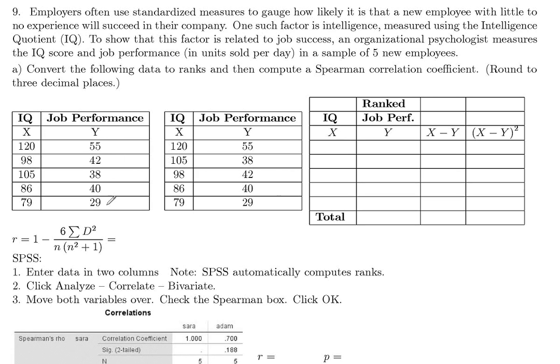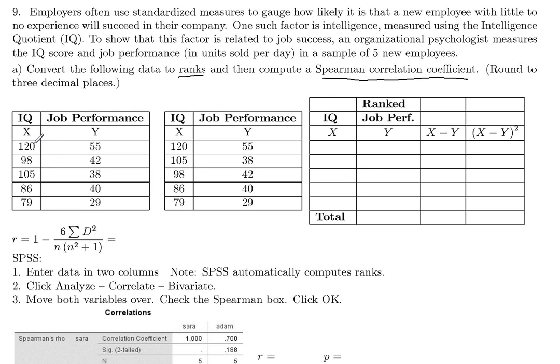Here's the data. They want us to convert the data to ranks and then compute the Spearman correlation coefficient. We actually could compute a Pearson correlation coefficient here and see how the data is correlated, but they want us to practice with Spearman, which will use ranked data. If you don't have the actual data, you can rank it. If you do have the ranks of the data, then you can still see if there's a correlation between the data. So the first thing that we do is we take the IQ scores on the left here.